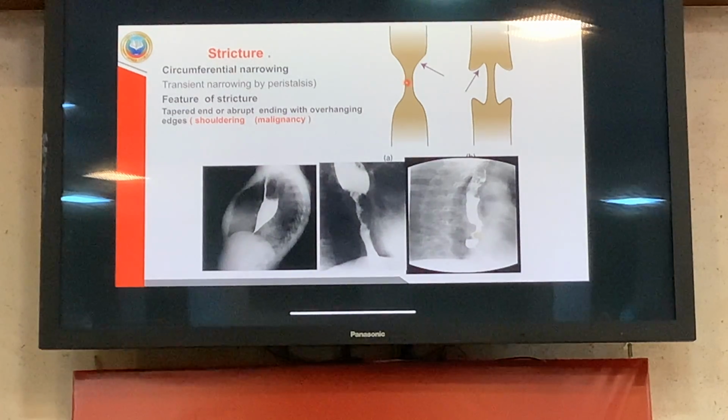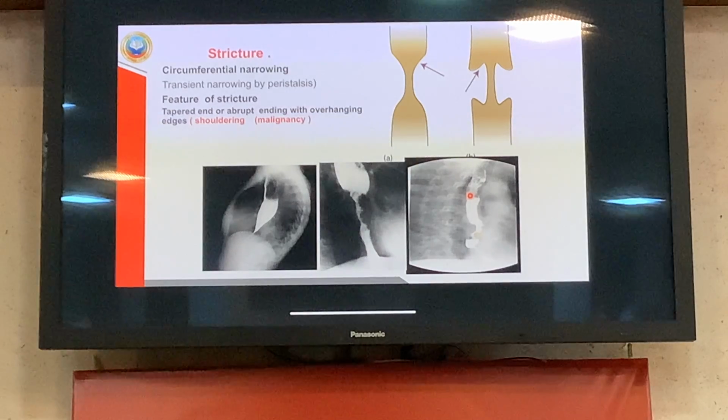If we look at this, it is a small, smooth filling defect, narrowing or stricture. What about this? Overhanging edge. So, is this a smooth or shouldered edge? You know this case? What about this case? Achalasia. What about this narrowing and stricture? Is it regular? No. Shouldering? What about this?